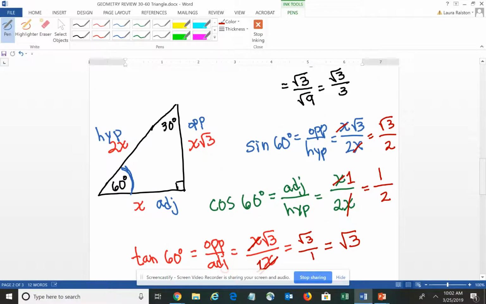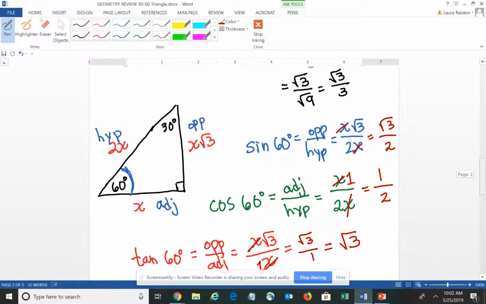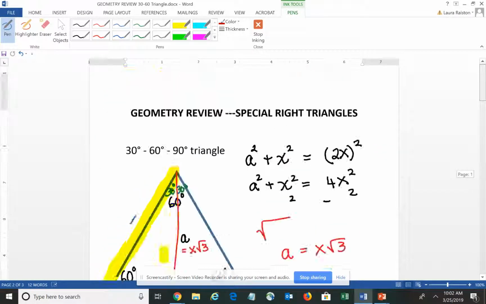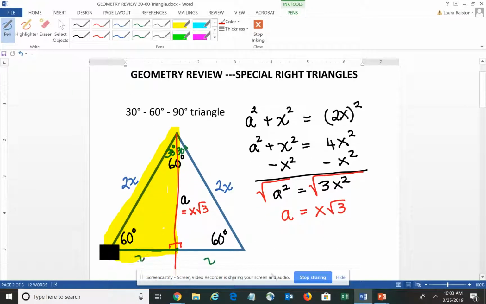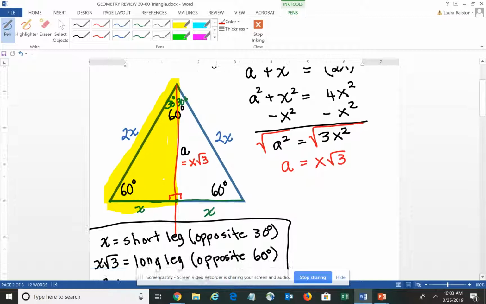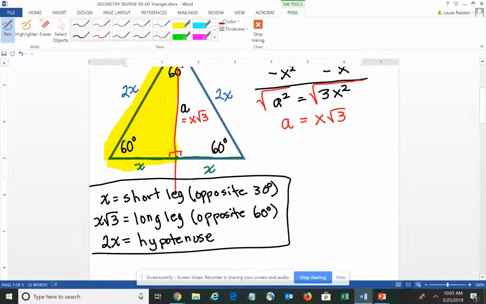Okay, so again, that's a quick review of a 30, 60, 90 triangle. If you go back up here and remember these definitions or the relationships between the sides, that the x is your short leg, x square root 3 is your long leg, and your hypotenuse is 2x, you can always develop these using Pythagorean theorem and the right triangle trigonometric relationships.